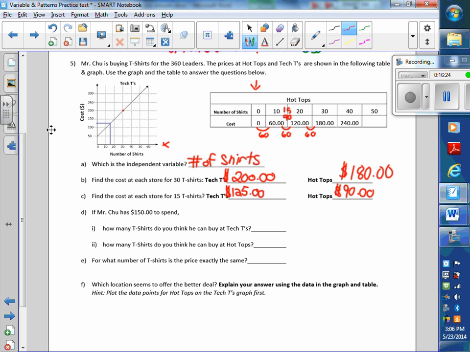Kate was next. For C on Hot Tops, I got $80, and you got 90. What'd you get? Okay, because on Hot Tops, the cost increases $60 for every 10 shirts. Do you see that? Like this is going to be 300 here. Yeah, that's right. But for 5 shirts, it would only increase $30. So 60 plus 30 makes 90. Yeah. Okay. All right.